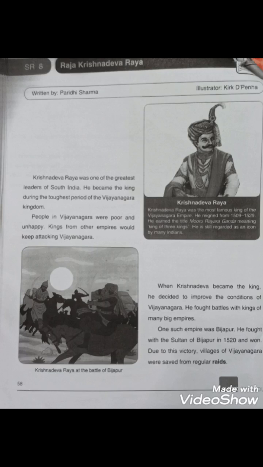He reigned from 1509 to 1529. He earned the title Mooru Rayara Ganda, meaning King of Three Kings. He is still regarded as an icon of many Indians. Krishna Deva Raya was one of the greatest leaders of South India.